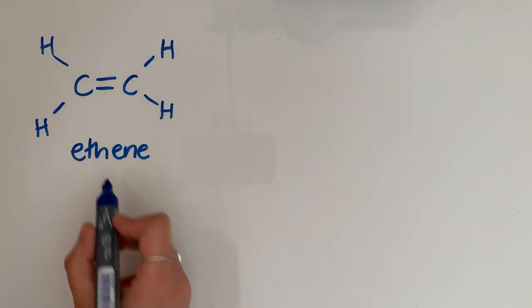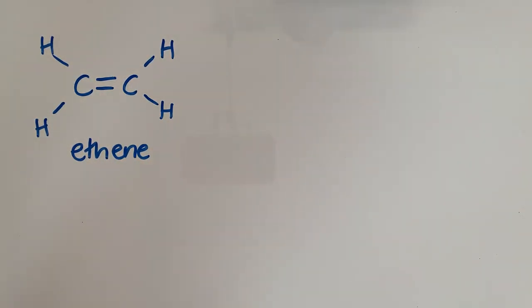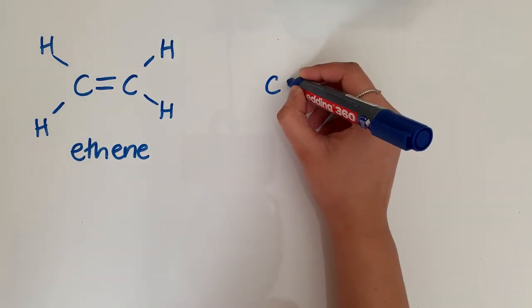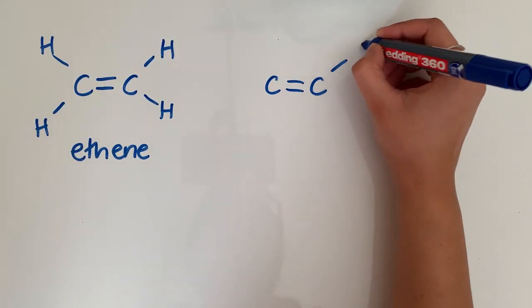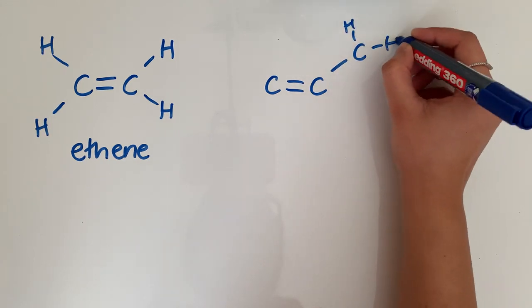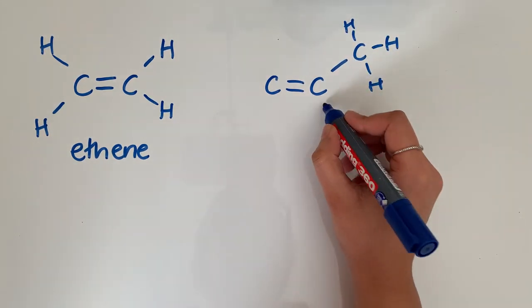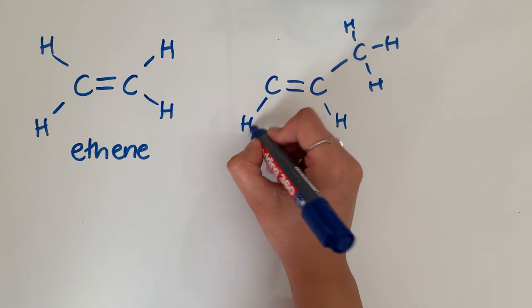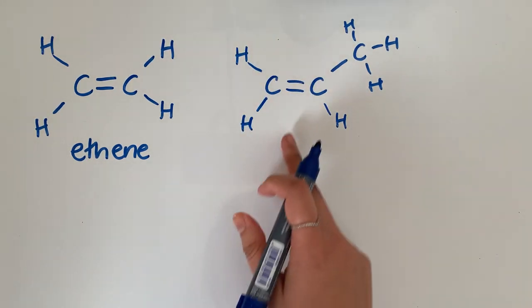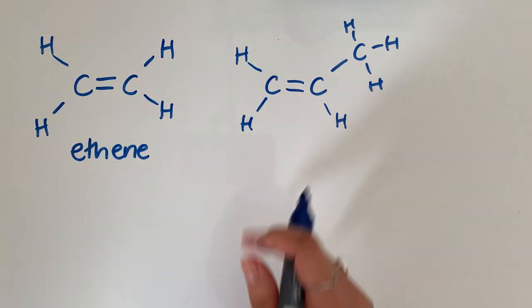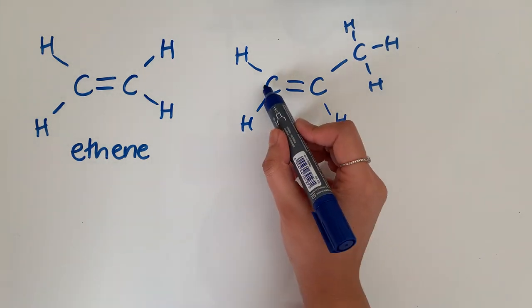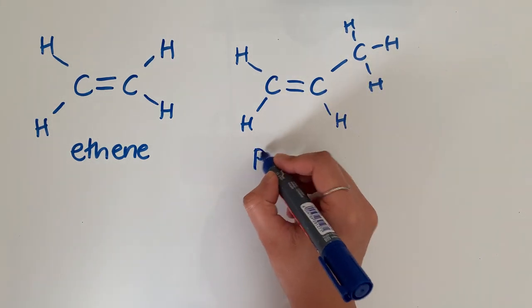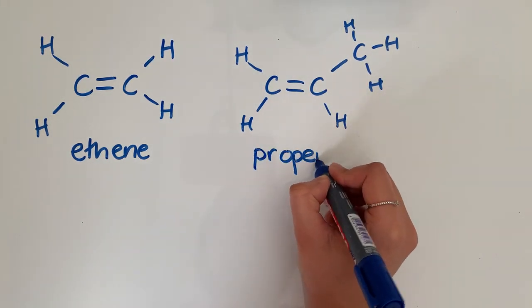Okay, so ene means it's unsaturated, it's got a double bond in there, and you've got 2 carbons because of the eth. The next one is with 3 carbons in it. Okay, so this one here, again, it's got a double bond in it, so it's got to end in ene. It's got 1, 2, 3 carbons, so this one here is propene.